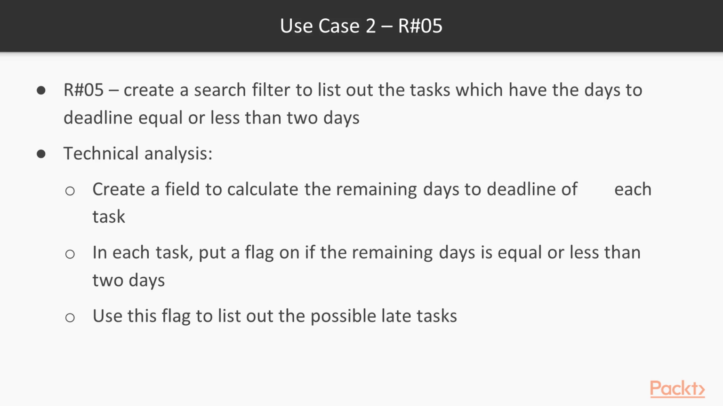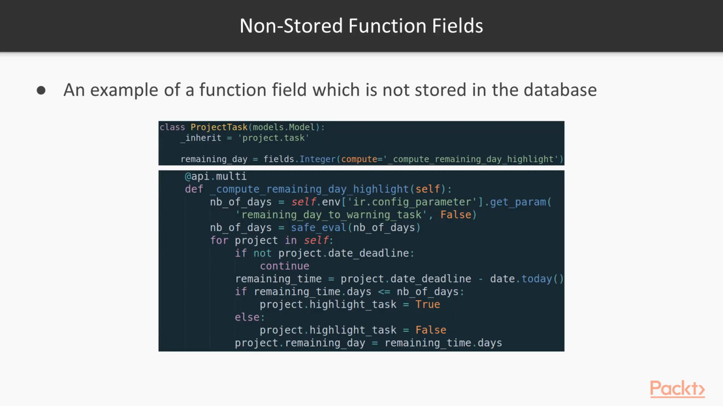However, let's write a draft technical analysis for it. So create a field to calculate the remaining days to deadline of each task. In each task, put a flag on if the remaining days is equal or less than 2 days. Use this flag to list out the possible late tasks. Let's see how we implement it with a non-stored function field.